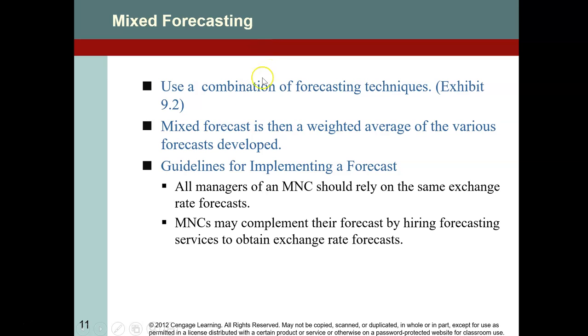Mixed forecasting: use of a combination of forecasting techniques. A mixed forecast is then a weighted average of the various forecasts developed. Guidelines for implementing a forecast: all managers of an MNC should rely on the same exchange rate forecasts. MNCs may complement their forecasts by hiring forecasting services to obtain exchange rate forecasts.